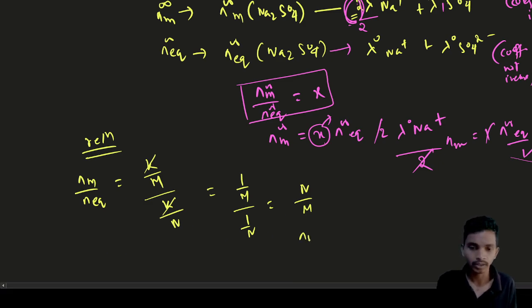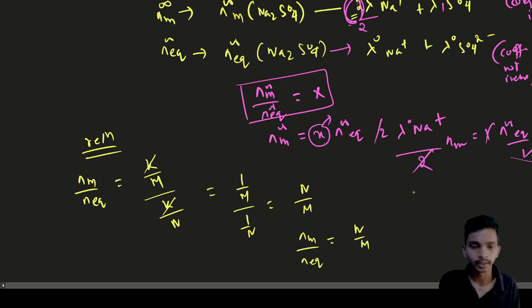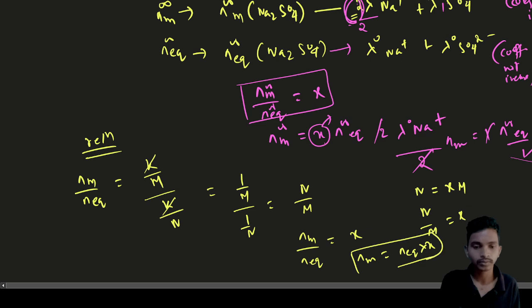So molar conductance over molar equivalent conductance is equal to N upon M, and you know that N is equal to x upon M. So N upon M is equal to x. So molar conductance is equal to molar equivalent conductance into x. This is the relation between molar conductance and equivalent conductance.